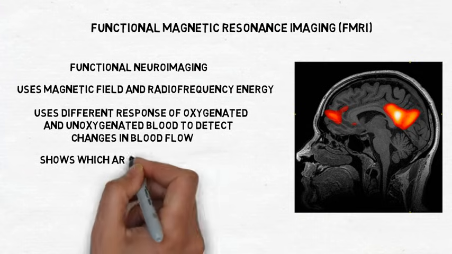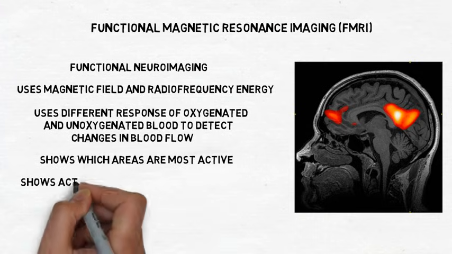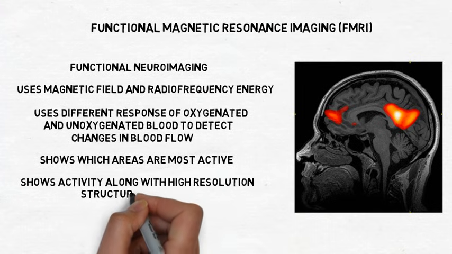fMRI allows one to image brain function without having to inject anything, and it provides high-resolution MRI images at the same time as it provides a functional image.